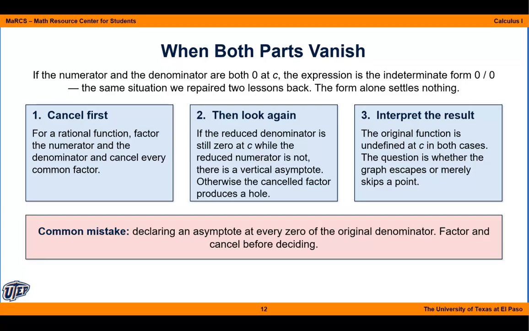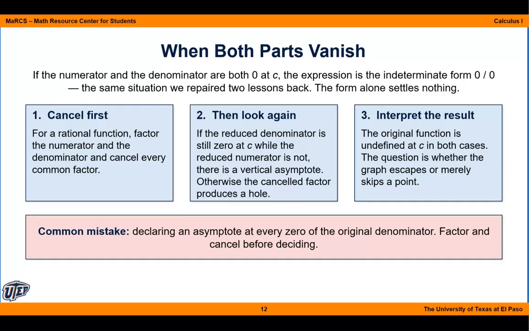A 0 in the denominator does not automatically produce a vertical asymptote. If both the numerator and denominator become 0, we have the indeterminate form 0 over 0. That form alone does not tell us whether the graph has a hole or an asymptote. For a rational function, begin by factoring the numerator and denominator and canceling every common factor. Then examine the reduced expression. If the reduced denominator is still 0 while the reduced numerator is non-zero, the graph has a vertical asymptote. If the problematic factor was canceled and the reduced denominator is non-zero, the graph has a hole. In either case, the original function is undefined at the point.